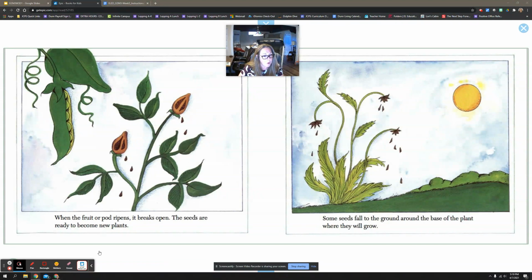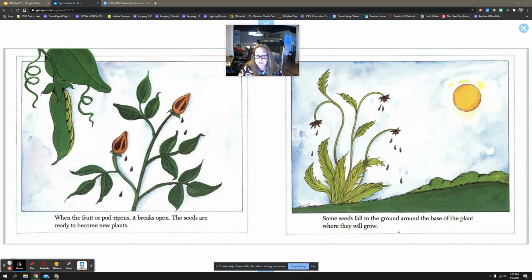Okay, when the fruit or pod ripens, it breaks open. The seeds are ready to become new plants. Take a look at what's happening here. This plant has fruit or a pod. Here's a pod. And when it ripens, it breaks open. And there's the seeds. Do you see them? And then those seeds are ready to become new plants.